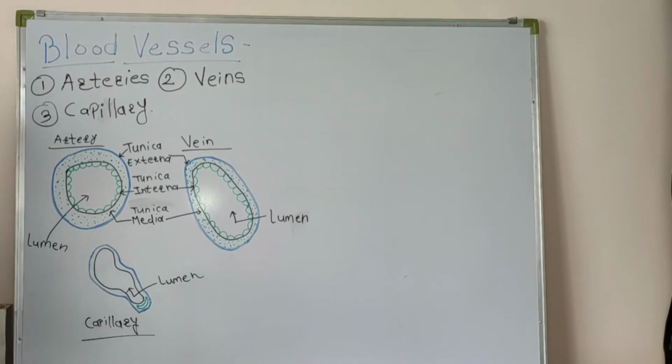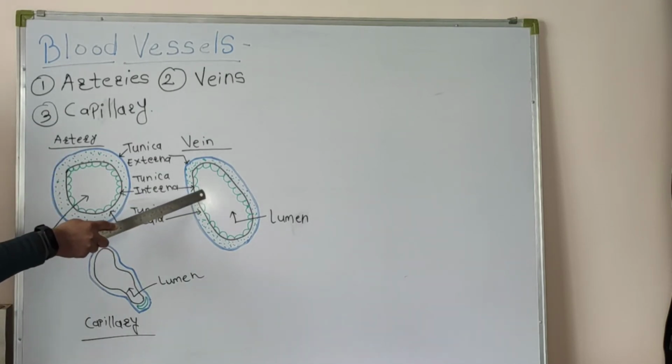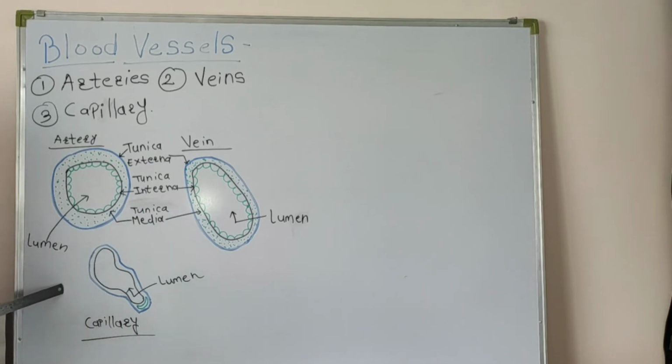Basically, there are three types of blood vessels, and they are arteries, veins and capillaries. You can see this diagram here. This is the diagram of an artery, this is the diagram of a vein, and this is the diagram of a capillary. The basic difference between these three vessels is the lumen.